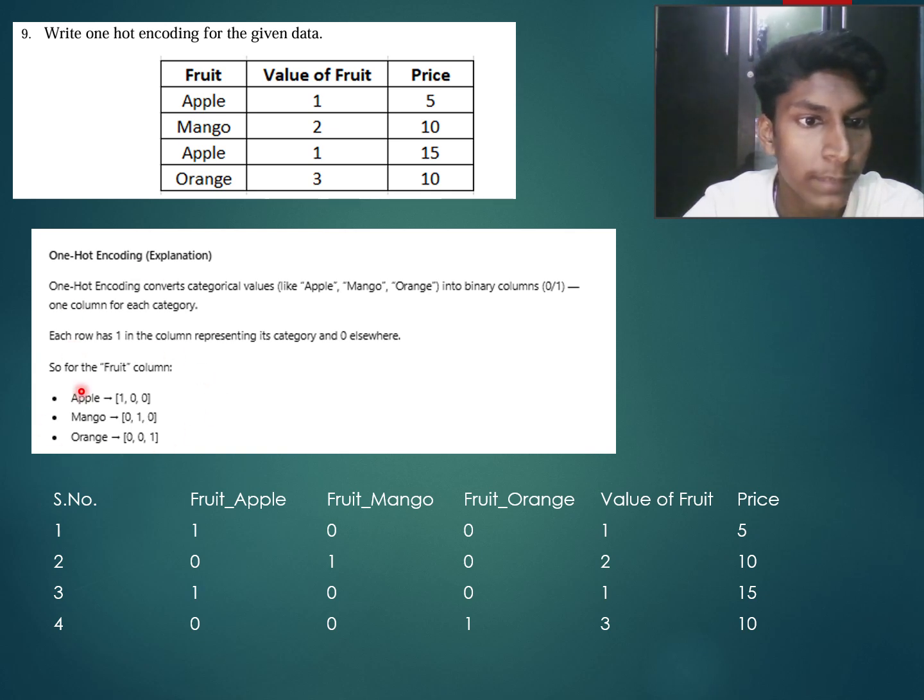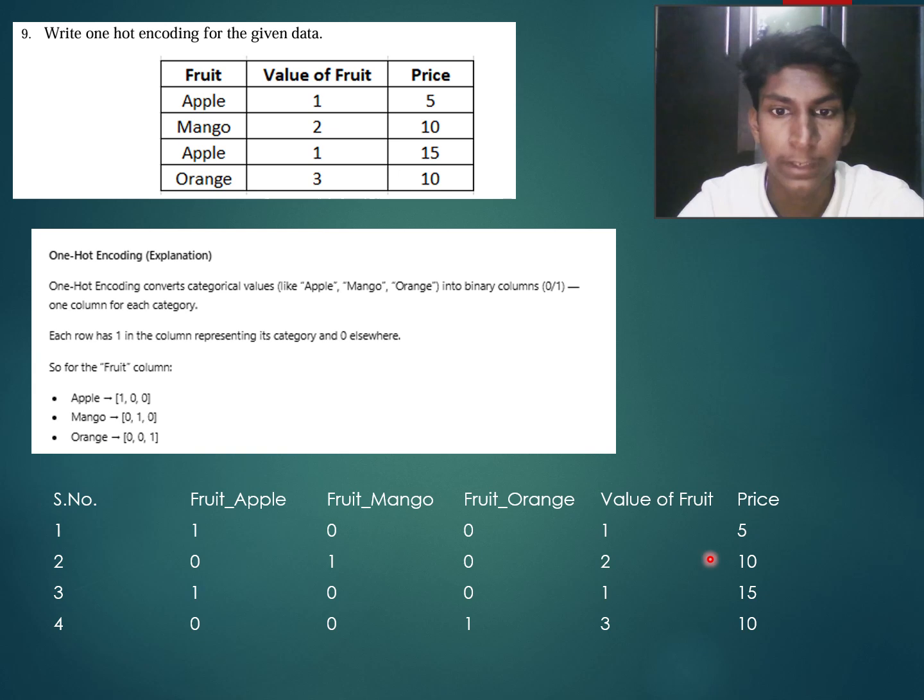So for the fruit column, apple is 1, 0, 0. For mango, 0, 1, 0. For orange, it is 0, 0, 1. As you can see here, we have made a tabular form including the price and the value of fruit.